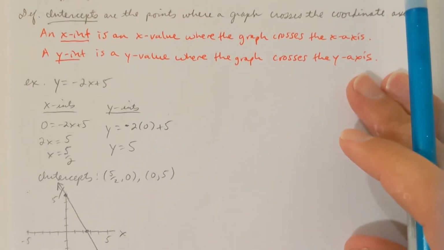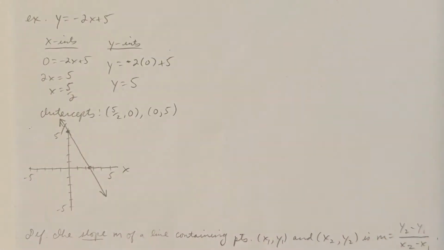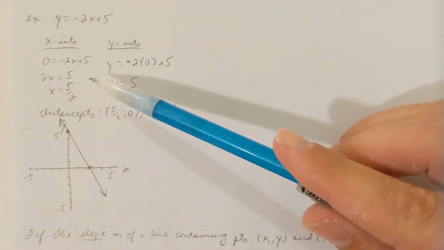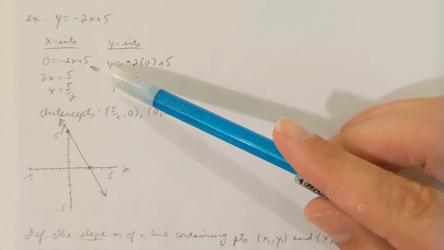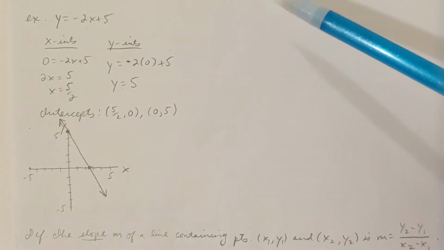For example, suppose that we have the line y equals negative 2x plus 5. Okay, if we want to find the intercepts, first the x-intercept, we need to let y be 0 and solve for x. So when y is 0, 0 is equal to negative 2x plus 5. Add 2x, divide by 2, x is equal to 5 halves.